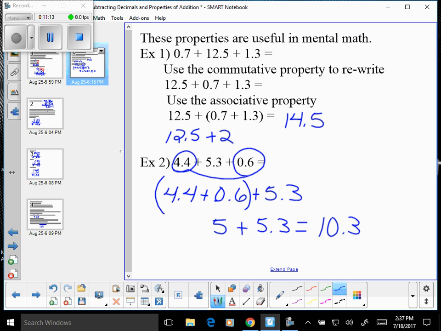Now that's a whole lot easier than trying to take 4.4 plus 5.3, which is 9.7, and then take 9.7 plus 0.6. So it's all about how you can move the numbers around and the power that you have from the commutative property and the associative property to do that. And that concludes lesson 1.2.